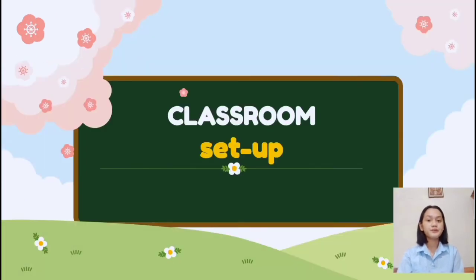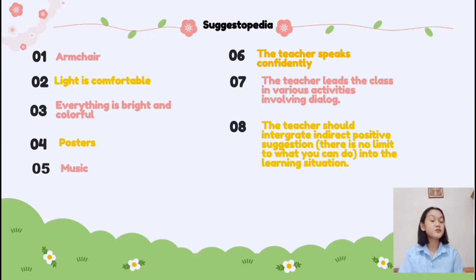Classroom setup. These are some of the Suggestopedia classroom setups. First, armchairs, comfortable light, everything is bright and colorful, posters, music. As you observed from classroom setups 1 to 5, the physical surroundings and atmosphere in the classroom are vital factors to make sure that the students feel comfortable and confident. In terms of music, there should be a special kind of music to increase the state of relaxation among students. Calm music, especially Baroque, is played as background music.